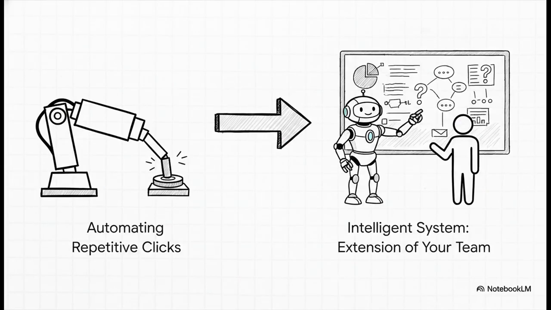And that really is the big takeaway here. The game has changed. We're moving beyond just automating a few repetitive clicks. The opportunity we have right now is to build intelligent, autonomous systems that can think, adapt, and act as a true extension of your team.